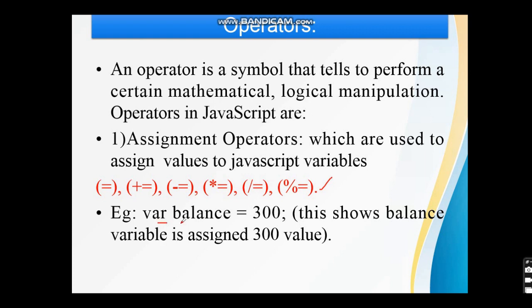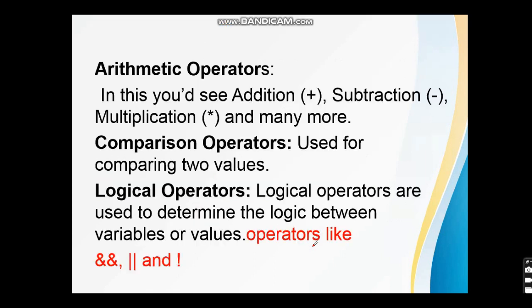Example here: var keyword, you have to write the variable name and is equals to 300. This means the balance variable is assigned the value 300. Okay, so this is the assignment operator, used to assign values to JavaScript variables. Next is arithmetic operator.